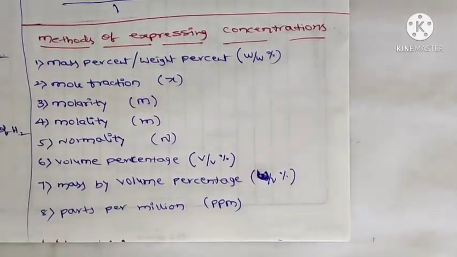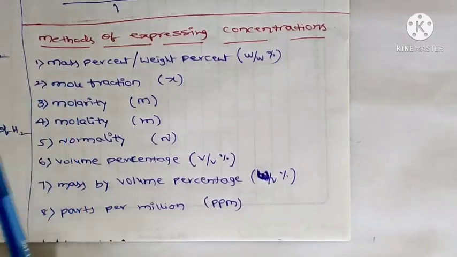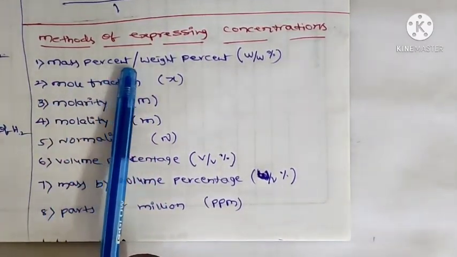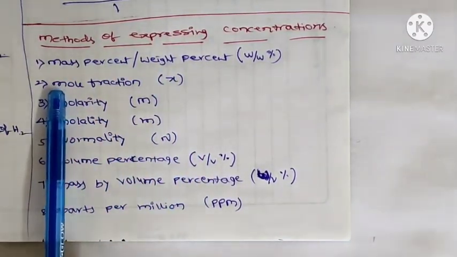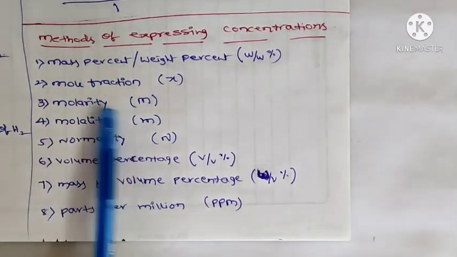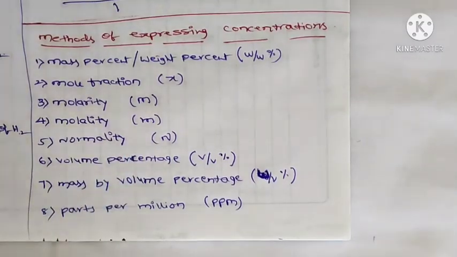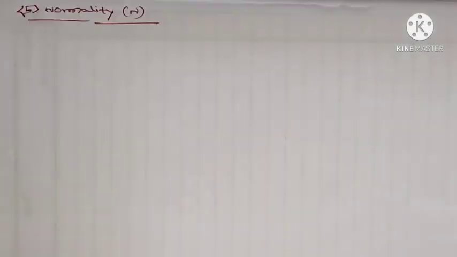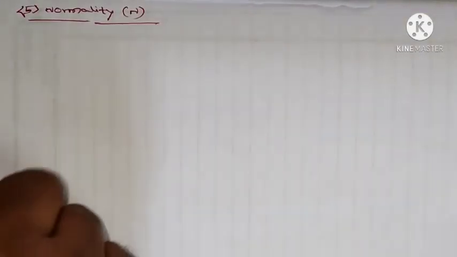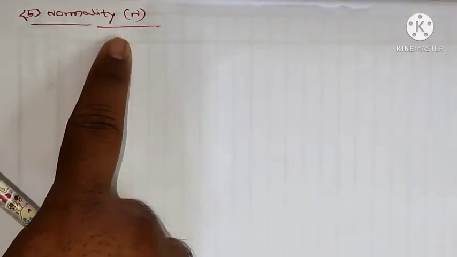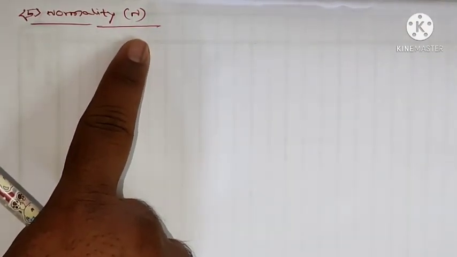Good morning, students. In the previous class, we completed mass percent or weight percent, mole fraction, molarity and molality. Now we are going to learn about normality. So the fifth one is normality. It is represented by capital N.